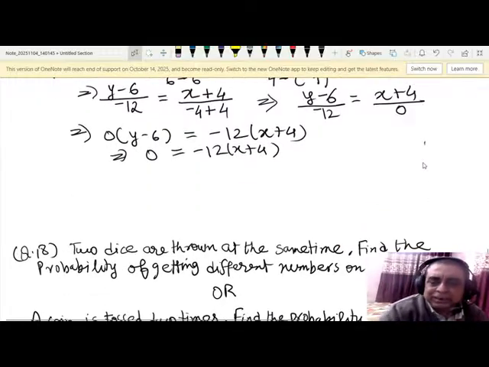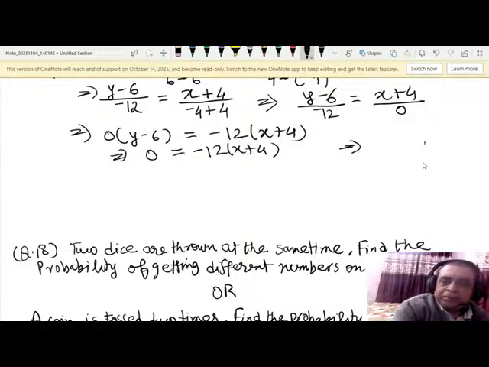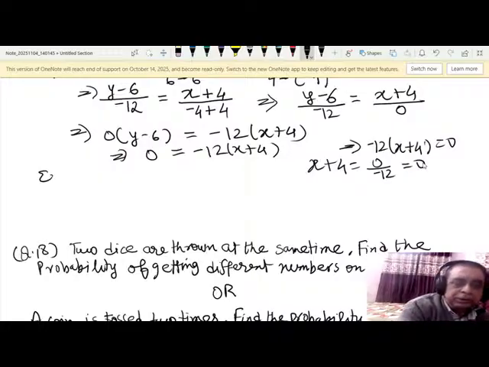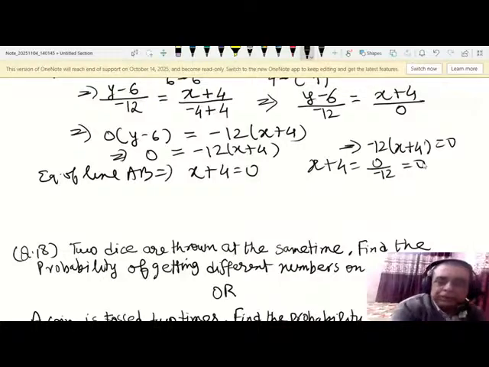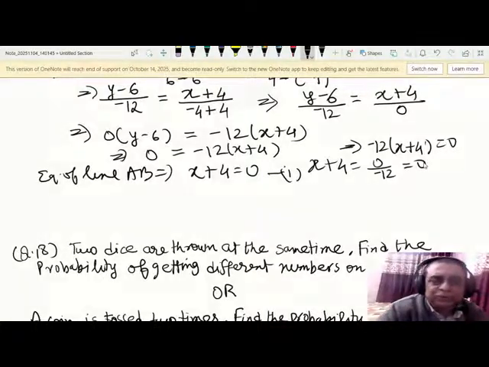So this can be written like this. Minus 12 you write on the left: minus 12 times (x plus 4) is equal to 0. So what will be the value of x plus 4? Dividing both the sides, minus 12 I am taking to the right side. So 0 divided by minus 12 is 0. So the equation of line AB that we are getting is x plus 4 is equal to 0. Let us call this equation 1.